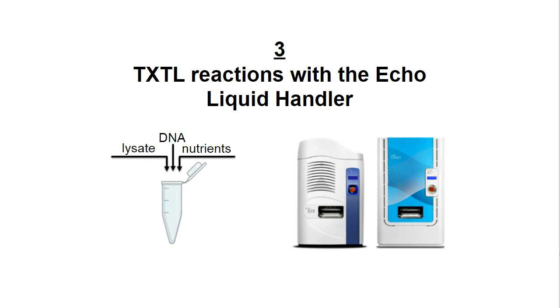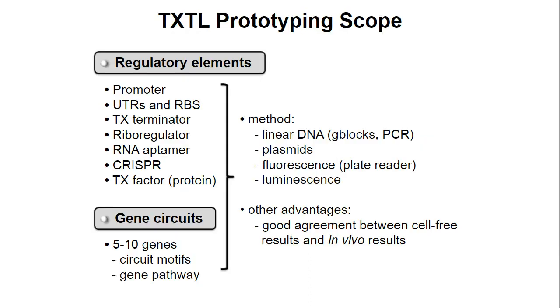So I'm going to talk about how we use an Echo liquid handler from Beckman Coulter Life Sciences to prototype TXTL circuits and genes in TXTL. Whenever we prototype something in TXTL, we have to first consider, for example, for a single gene, what is the promoter of the gene? What is the untranslated region for the whole plasmid or the linear DNA? What are the specifications of a ribosomal binding site? And what is a terminator for the gene?